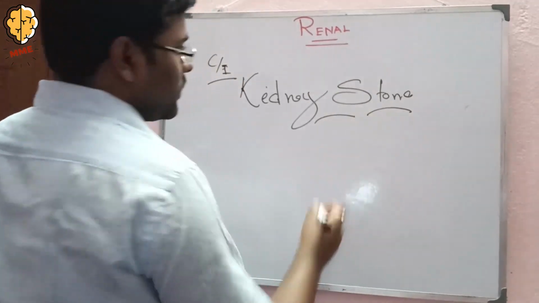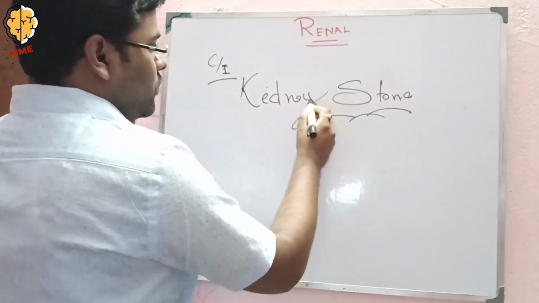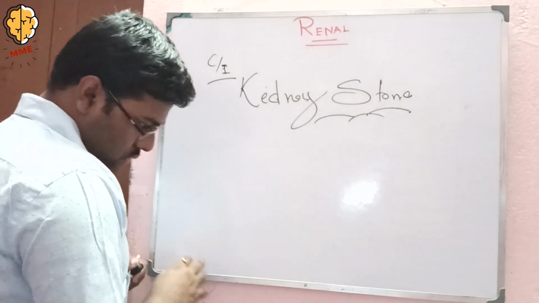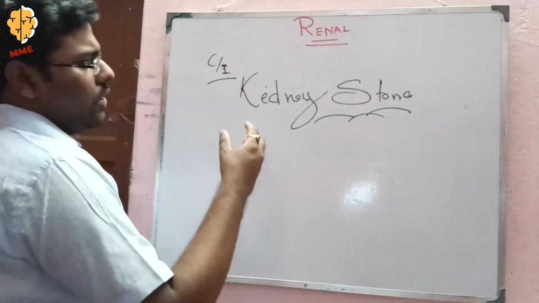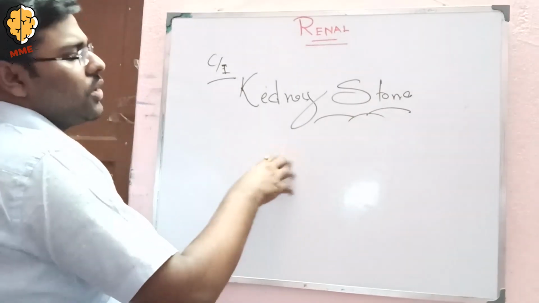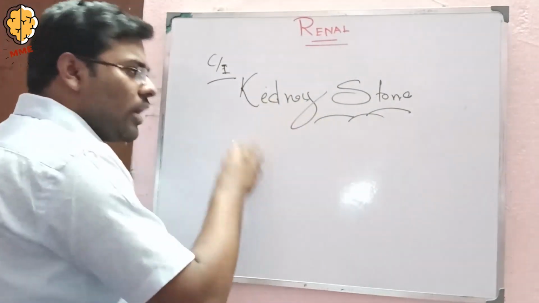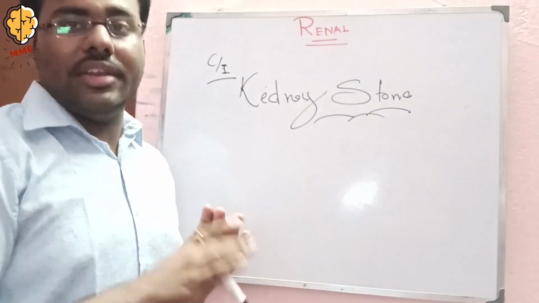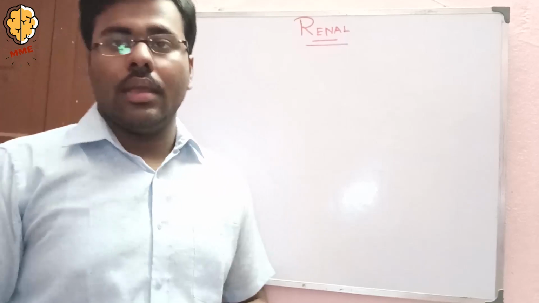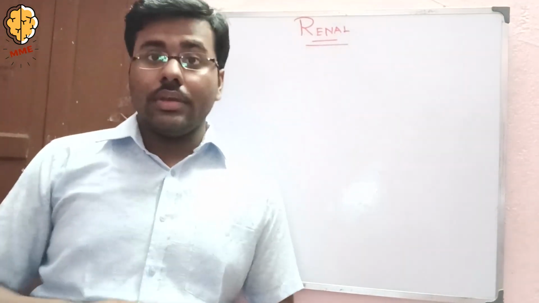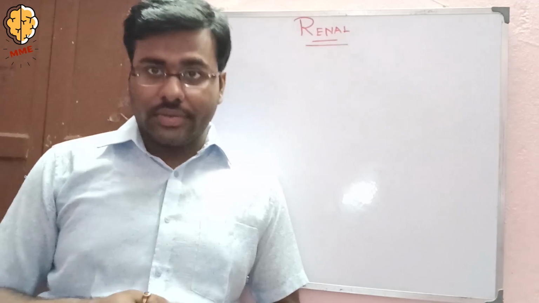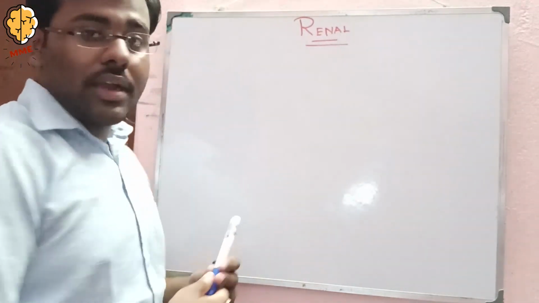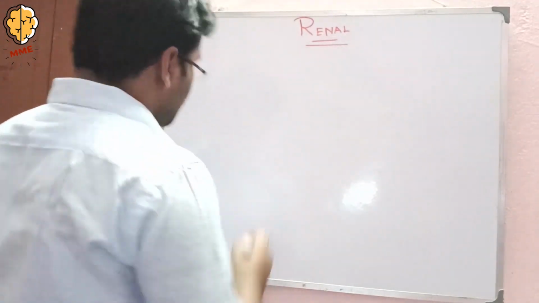Why? Because furosemide blocks the NKCC channel, so the calcium cannot go to the blood, and it accumulates in the kidney, so it is contraindicated in case of renal stone or kidney stone. Okay, now coming to the second drug, which is spironolactone. Before going to spironolactone, I want to discuss the collecting duct. Okay, please draw the diagram.